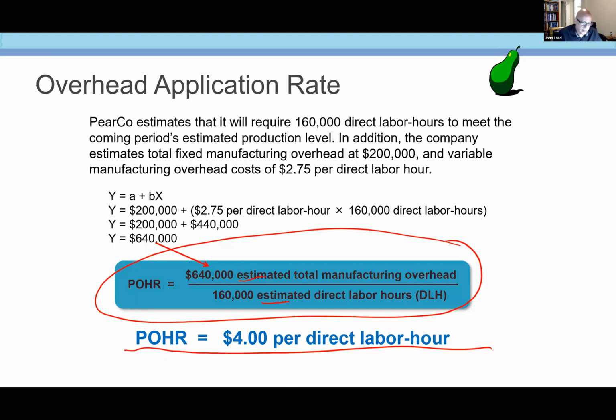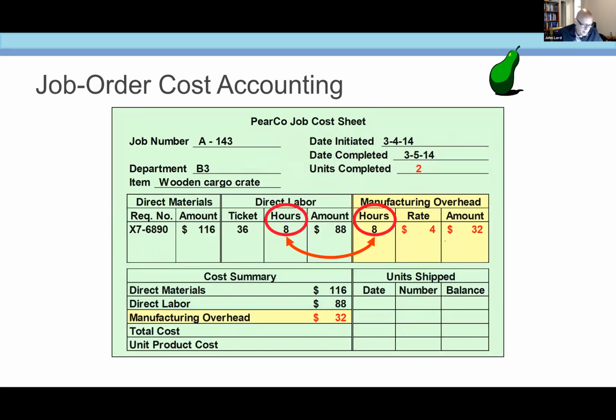I took you through the mechanics, but you come up with an estimate for the numerator, your total manufacturing overhead, and an estimate for your denominator, which is the number of, in this case, direct labor hours, whatever your driver is. That gives you a predetermined overhead rate of $4 an hour. And then in this particular example, we already knew that this wooden cargo box had 8 hours of direct labor. So the 8 hours of direct labor times the $4 predetermined overhead rate means that we'll apply $32 of manufacturing overhead to this.